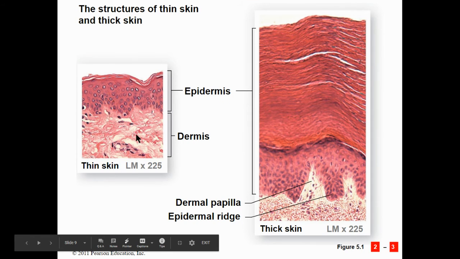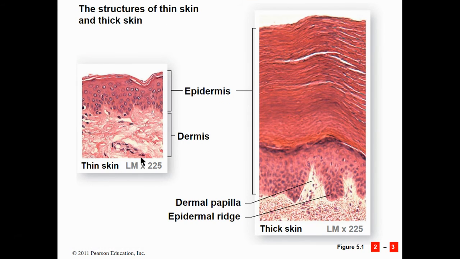So here's a cross-section of thin skin. Here's your dermis, and here's your epidermis. Here's those papillary and dermal ridge right here. And then your epidermis is right here. And so you can see that it's thinner. And this is the top layer of your skin. This is what we can see right now.